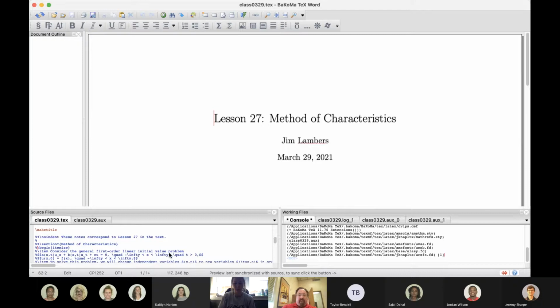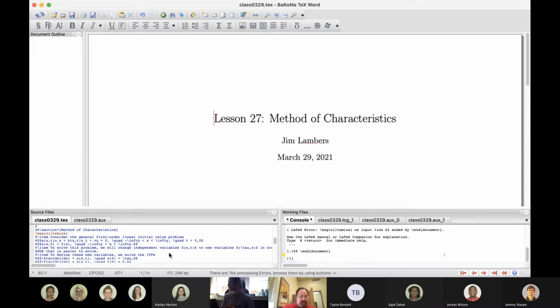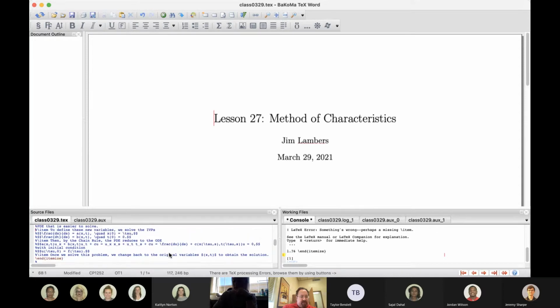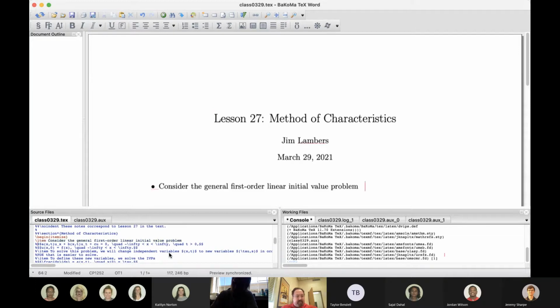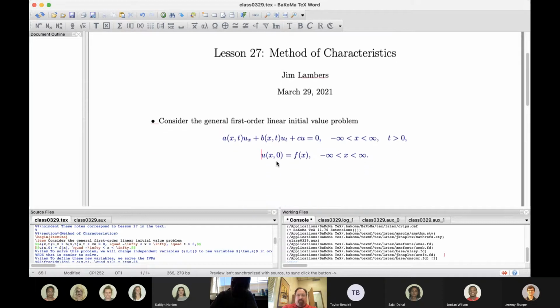lesson 27. So method of characteristics is an approach for solving certain PDEs that are first order in time and space. So the problem we're going to look at is one of this form. Now this problem is linear because the coefficients a and b depend on x and t, but they do not depend on u. If they did, that would make it a quasi-linear PDE, but we will talk about that case a little later on.